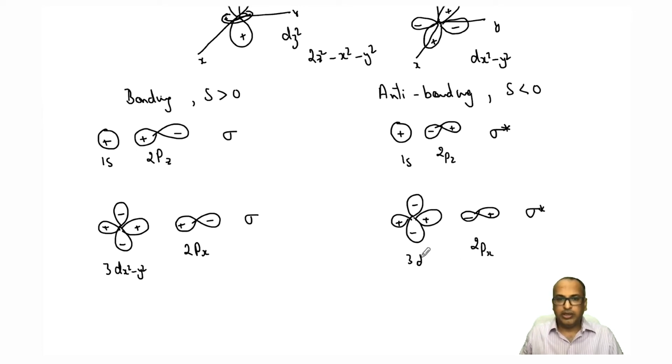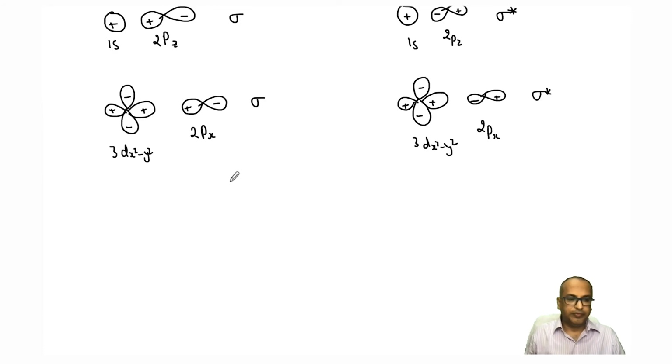2px, 3d x square minus y square. Okay. So similarly, these are sigma and sigma star. These types of interactions, we can say, are symmetric with respect to C2, collinear with the internuclear axis.